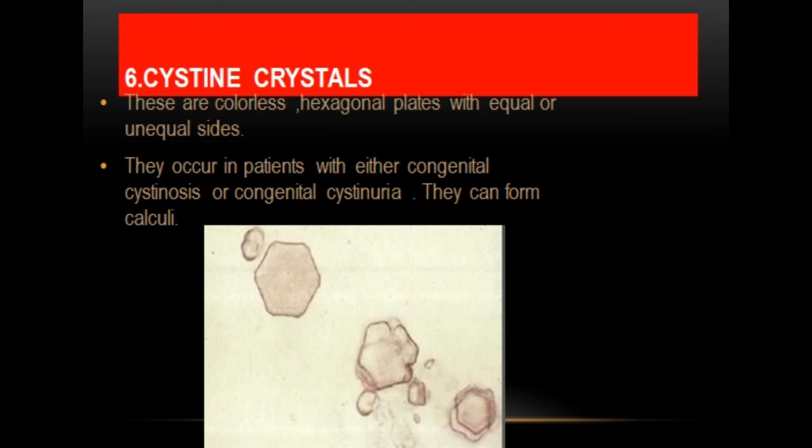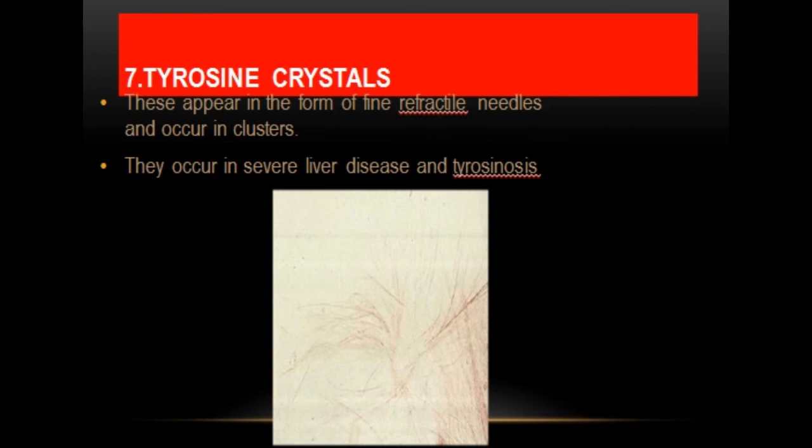Then we have cystine crystals. They are colorless, hexagonal, with equal or unequal size. As we discussed in the previous video, there is an amino acid called cystine. If it is present in the urine due to genetic inheritance, this condition is called cystinuria, and cystine is indicative of this disease. It is only formed in this disease. They can form calculi and renal stones.